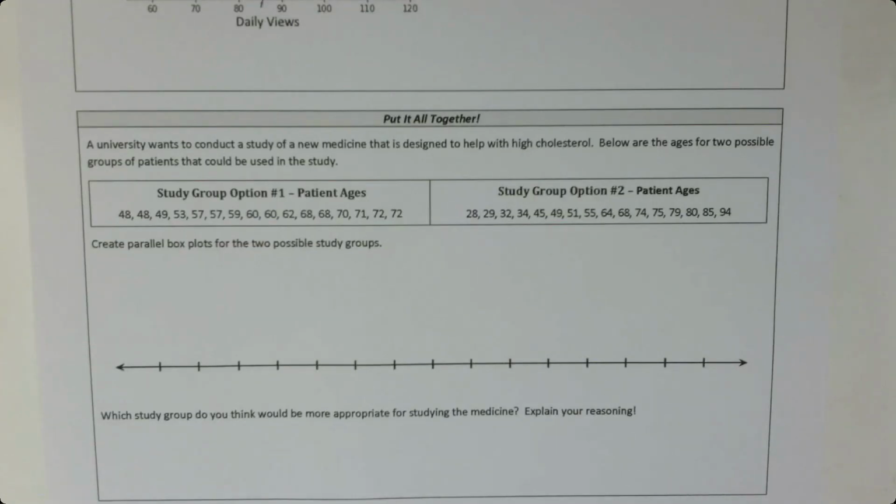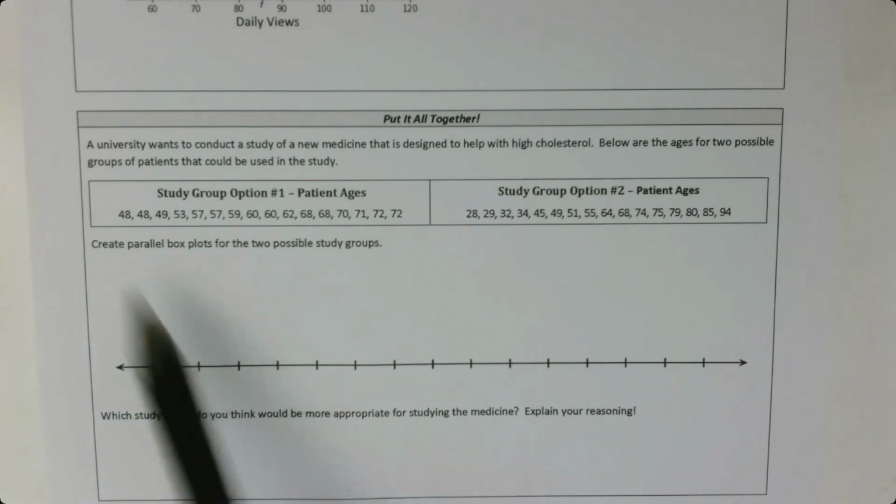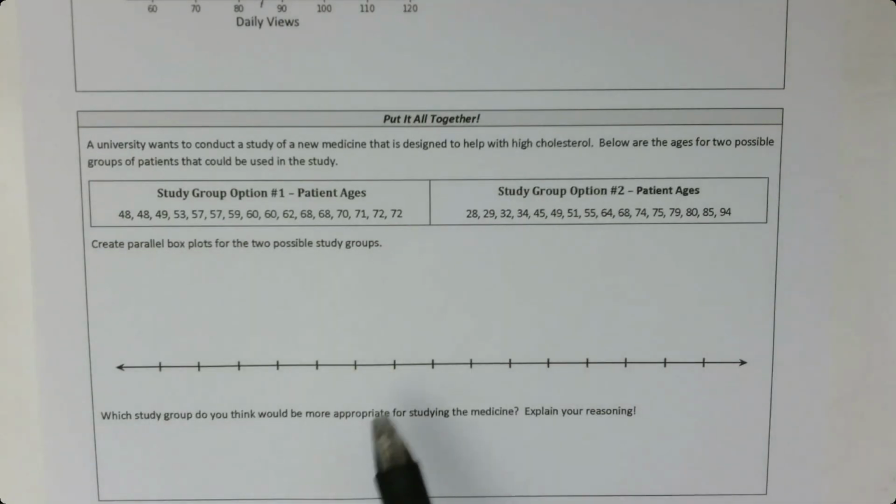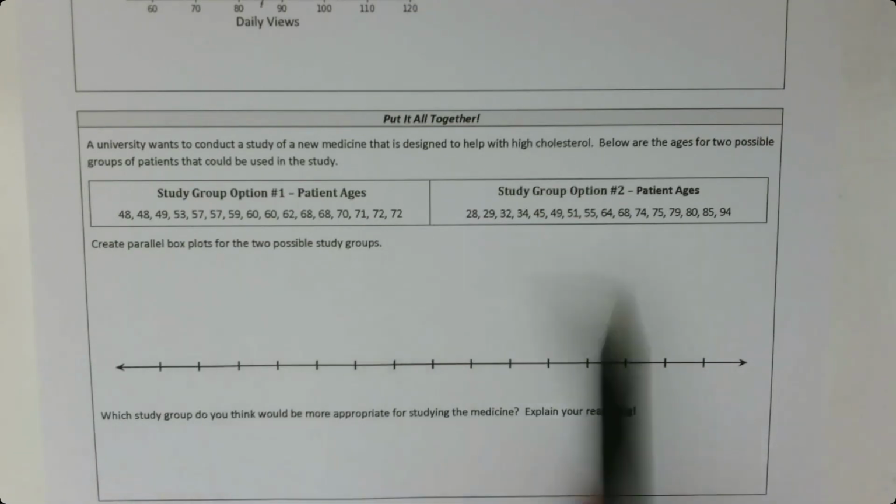All right, to round it out, finish this one for homework, and we'll go over the solutions first thing in class. We've got a university that wants to conduct a study of a new medicine that is designed to help with high cholesterol. We've got the ages for two possible groups of patients that could be used in the study. So practice making parallel box plots. It is something you'll have to do on the AP exam, be able to produce visualizations by hand. And then compare the two distributions and answer this question with this tiny, tiny space below. Good luck. See you next time.